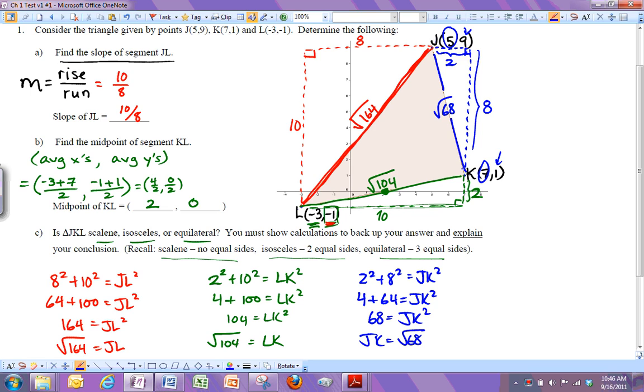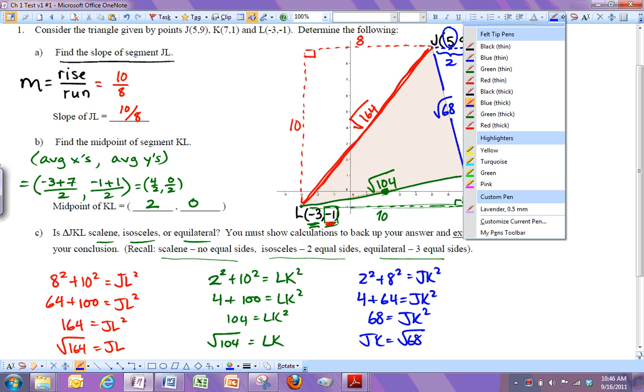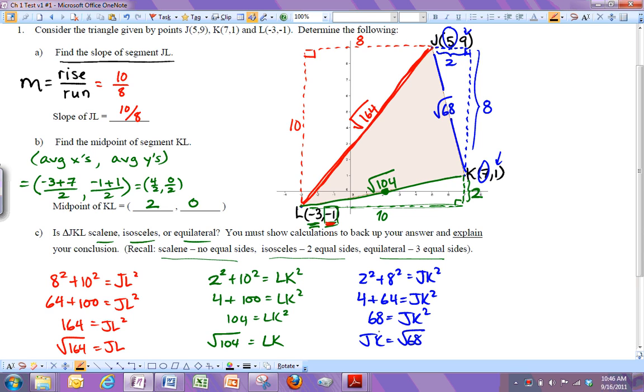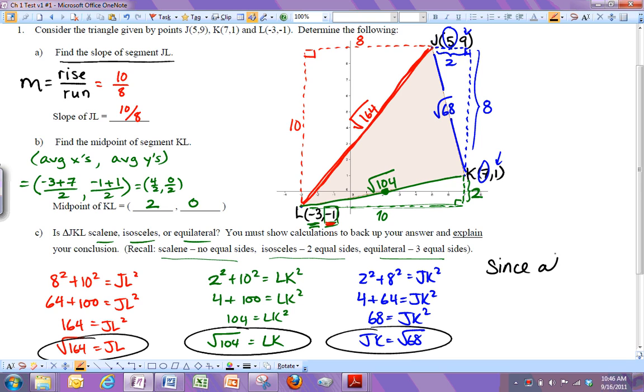Okay, now we've got all 3 sides. Root 68, root 104, and root 164. And it's pretty easy to see those 3 things are all different. So since all 3 sides have different lengths, triangle JKL is scalene.